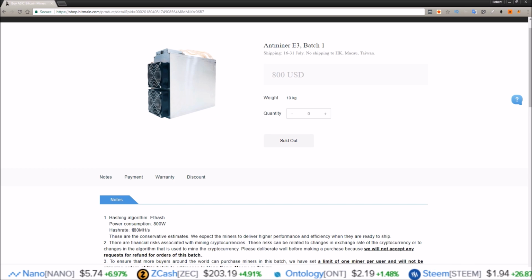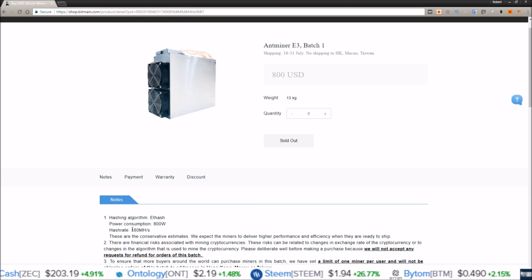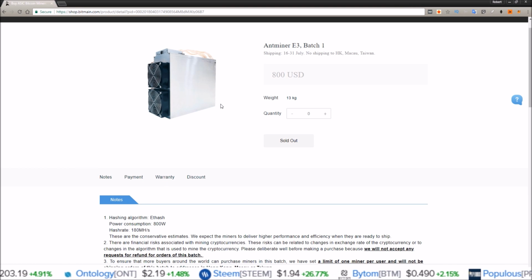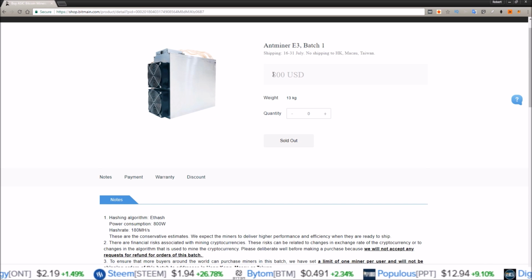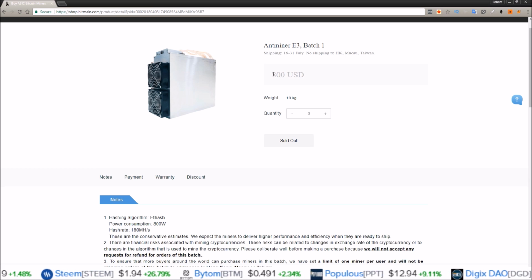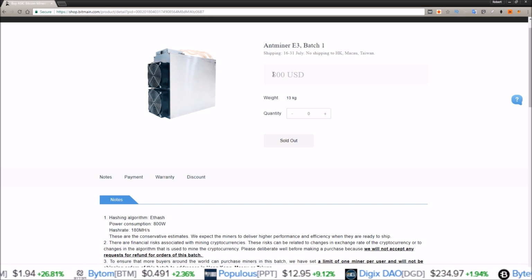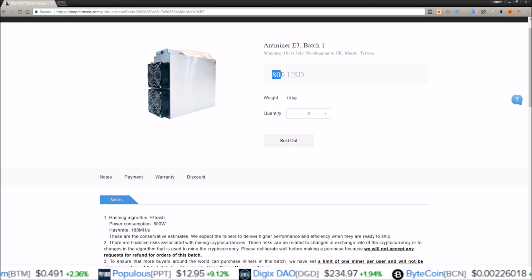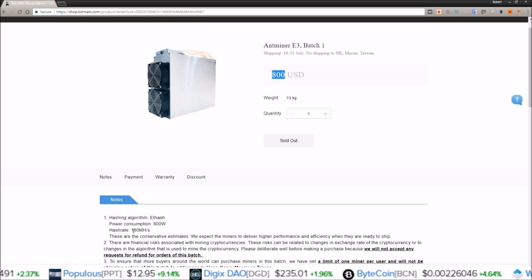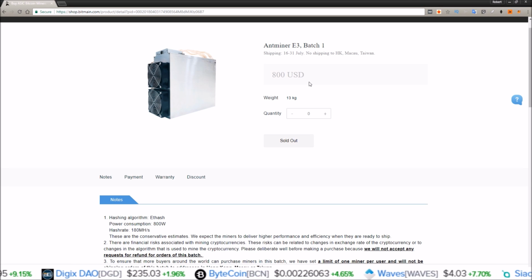These aren't going to make GPU mining obsolete. You are still going to be able to mine with your GPU. But this should bring down prices of GPUs, because Ethereum was the main driver behind GPU prices, because most GPU miners were mining Ethereum or other Ethash algorithms. But now that you can get 180 megahash for $800, this should definitely bring down the price of GPUs.